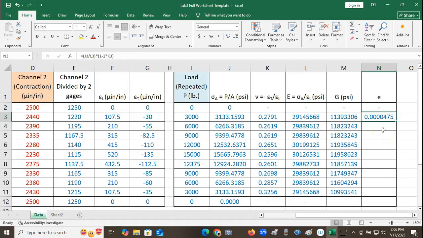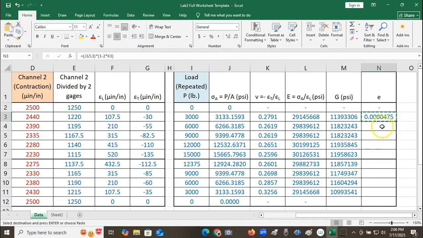And now this number is going to be different because it's going to change based on the amount of loading, because the stress is changing. So as you can see, this depends on sigma A. So the sigma A is getting bigger. Did I type this in properly? So J3 divided by L3, that's sigma A divided by E, and then times 1 minus 2 times Poisson's ratio. Okay, if I blew it, you can write a note to me in the comments.